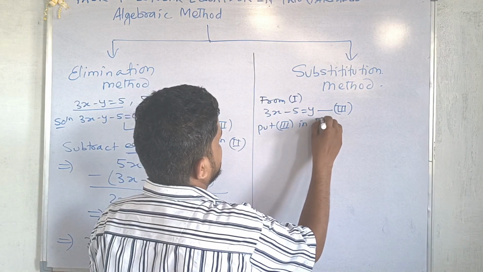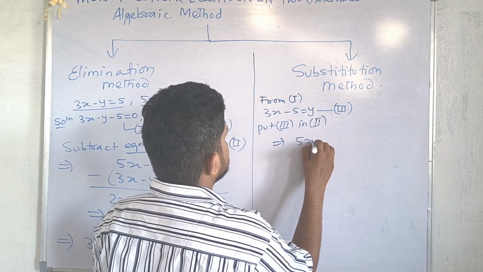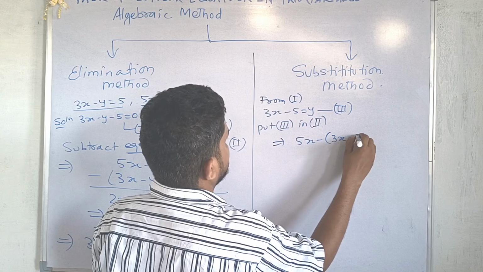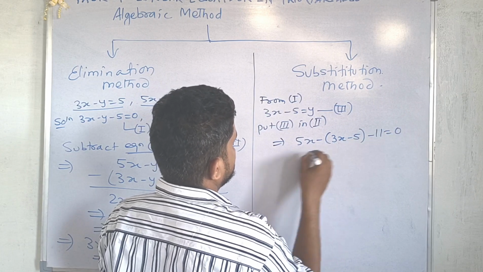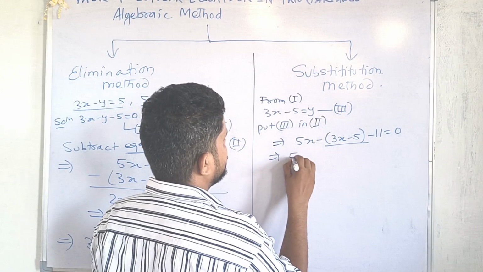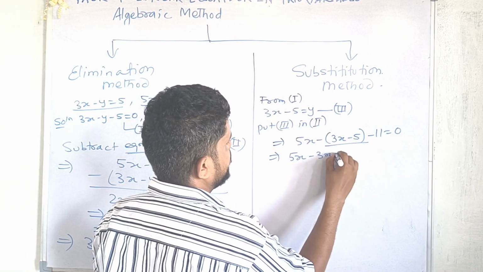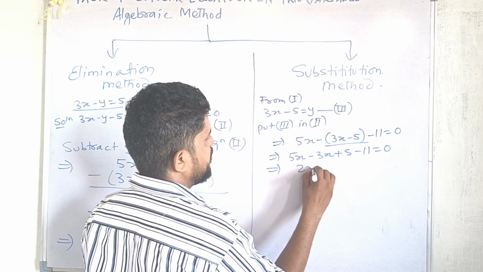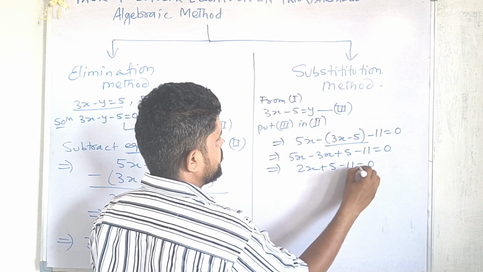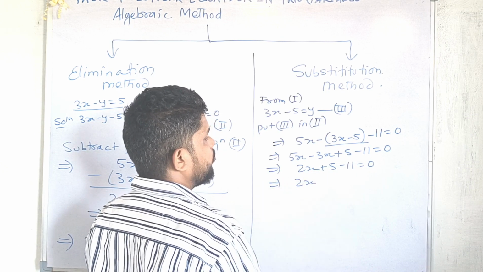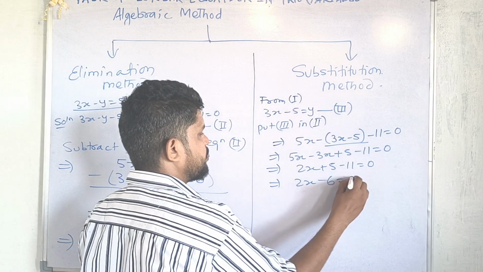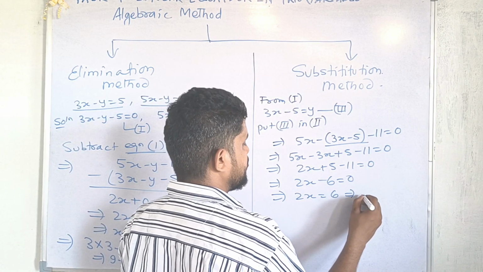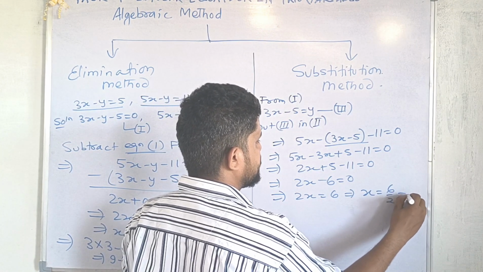So putting in equation 2, we will get 5x minus, the value of y is 3x minus 5, minus 11 is equal to 0. Opening this bracket, we will get 5x minus 3x, minus minus will be plus 5, minus 11 is equal to 0. This is 5x minus 3x is 2x, plus 5 minus 11 is equal to 0. 5 minus 11 is minus 6, equal to 0. So 2x will be equal to 6. That gives the value of x is equal to 6 by 2, which is 3.